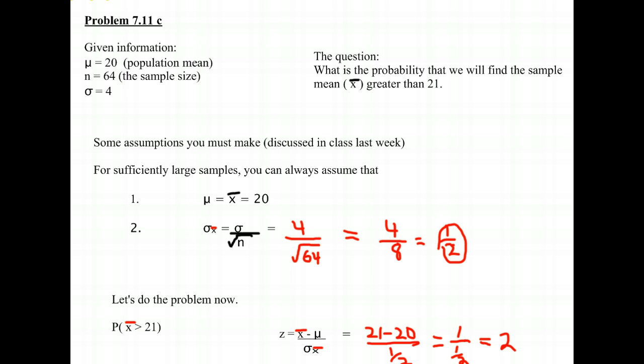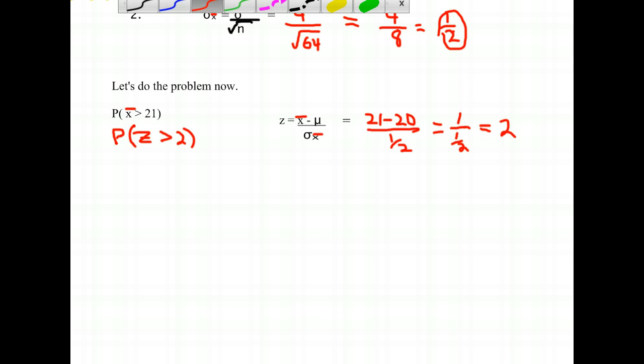Okay, and so now we've transformed this problem to read as follows. What is the probability that, not x bar, we've now converted to a z-score, that z is greater than 2? Well, that's pretty easy to do, because all we're going to do is go to the z-tables, answer this question, and we're done. So I'm going to do that in just a moment.